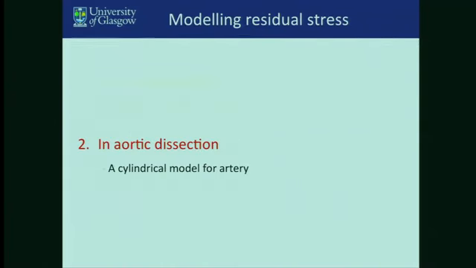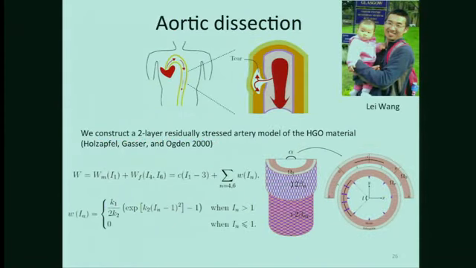Okay, so I'll just give you a second example of how we add residual stress in the aortic dissection model. Again, we use a cylindrical model for the artery. Aortic dissection is a tear in the aorta, a large artery, and it can be quite fatal if you're not sent to the hospital and operated on within 48 hours. Because it's always an emergency and the mortality is really high, the doctors would like to have more time to prepare the theater, and they would like to know when a patient needs to be operated on immediately or whether it can wait a few days until things are ready.